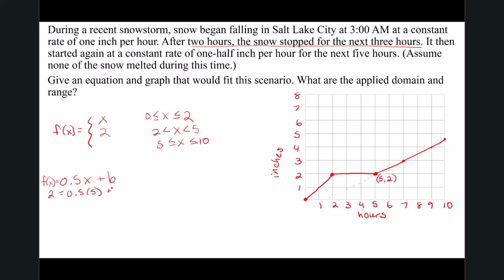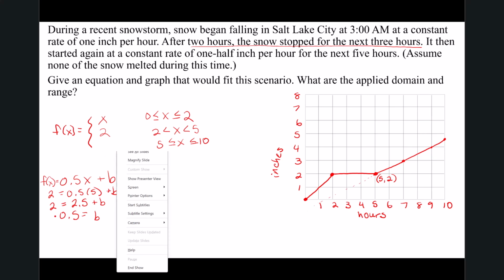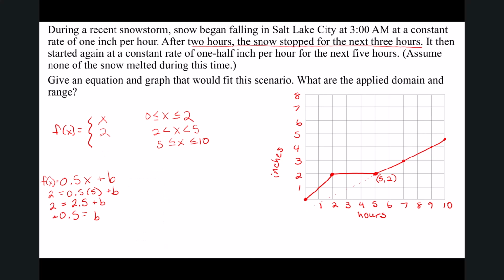because x is 5 at that point. I'm just plugging in one of the points on the line, and this looked like the easiest point to plug in. So I have 2 equals 2.5 plus b, and if I subtract 2.5 from both sides, I have b as negative 0.5. So my equation will be 0.5x minus 0.5. So there is my piecewise function. I have it graphed and I have the equation written.